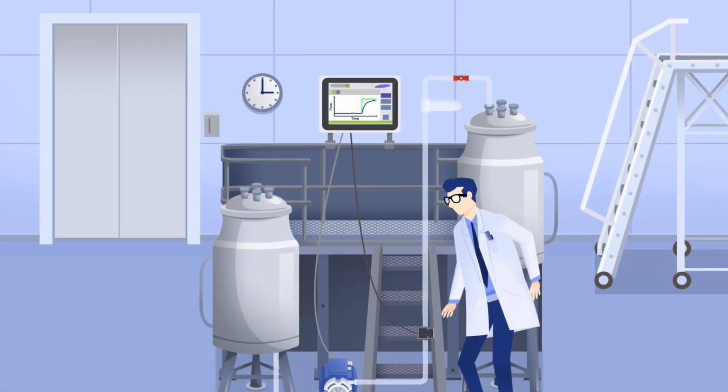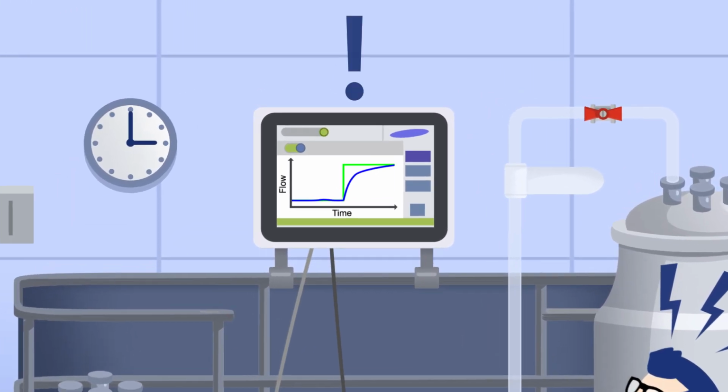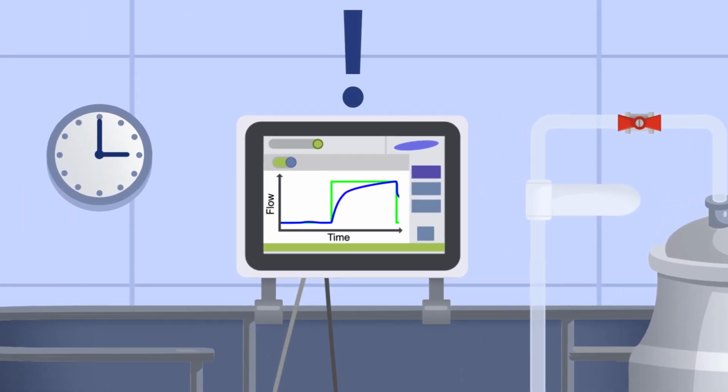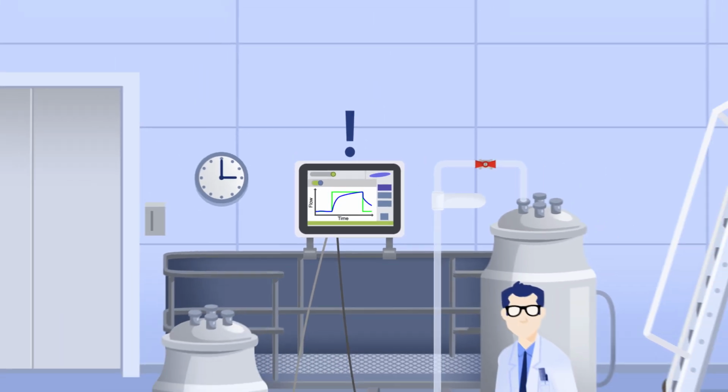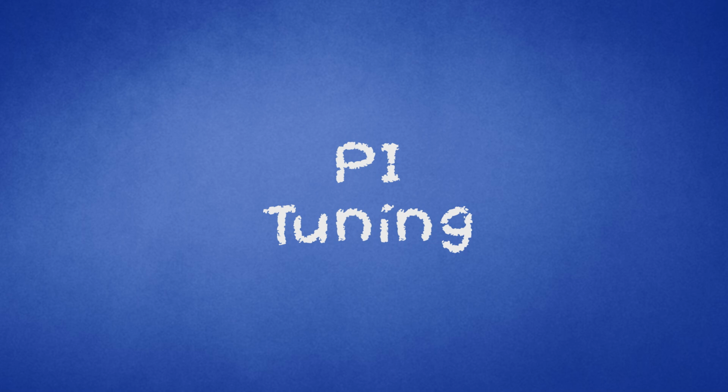Process engineer Joe operates a Levitronics pump in flow control mode. His process requires frequent changes of flow rate set point, but his system reacts too slowly to keep up with the changes. How can Joe make the system more reactive? The answer to this question lies in PI tuning.